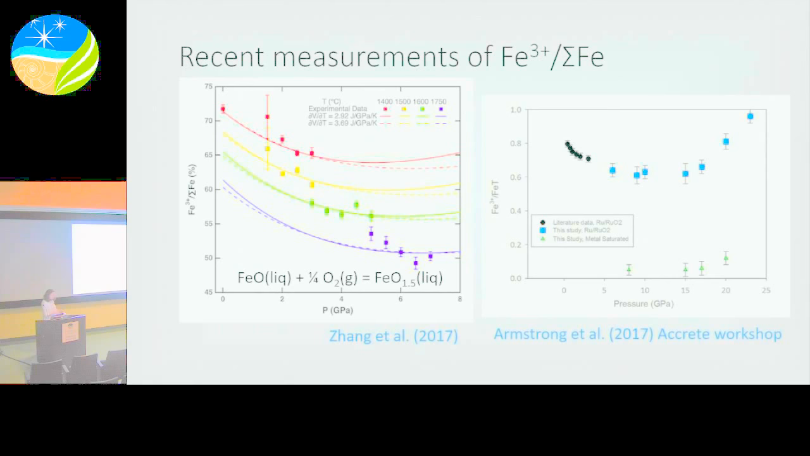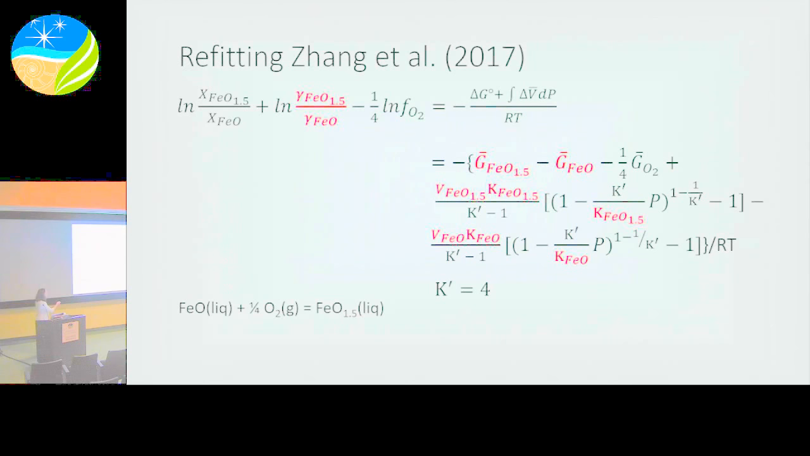So what I've done is taken the published work, and the way they fit it, unfortunately, didn't give me the data that I needed in order to come up with a model for the disproportionation reaction. So I went ahead and refit it. And I refit it a couple of ways. But the things that we need in order to model the disproportionation are the Gibbs energies of the individual oxides, their partial molar volumes, compressibilities, and then activity coefficients.